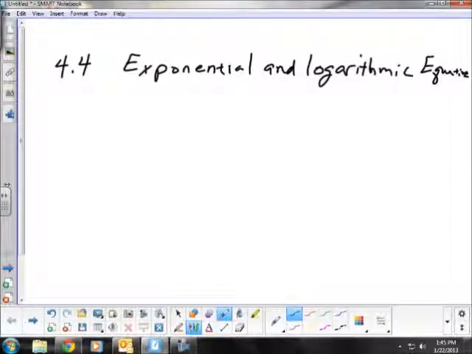For today, we're just going to do the first half of this section. And so we're going to do just talking about how to solve exponential equations.